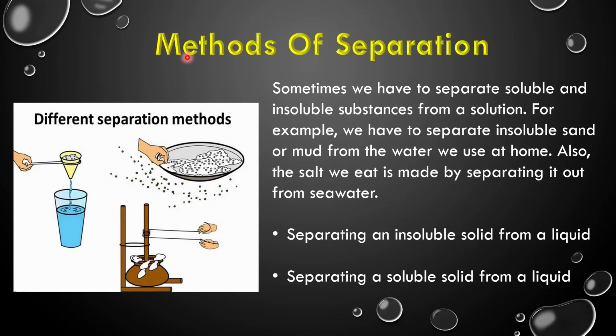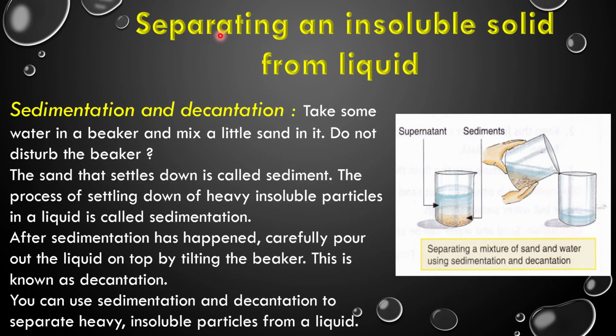Now we will have a look at the methods of separation. Sometimes we have to separate soluble and insoluble substances from a solution. For example, we have to separate insoluble sand or mud from water we use at home. Also, the salt we eat is made by separating it out from seawater. There are two ways of separation. First is for separating an insoluble solid from a liquid, and second is for separating a soluble solid from a liquid. Let's have a look at separating an insoluble solid from liquid.